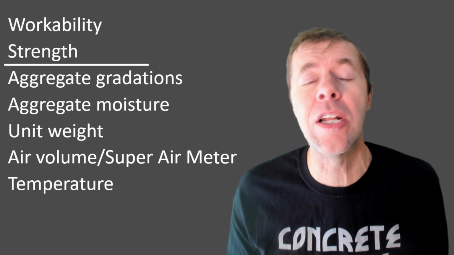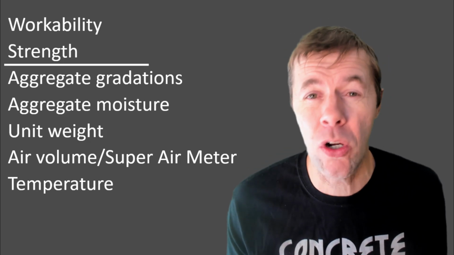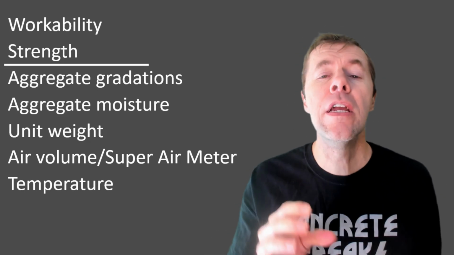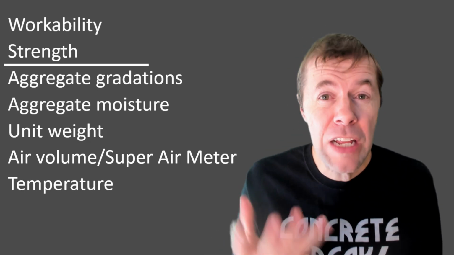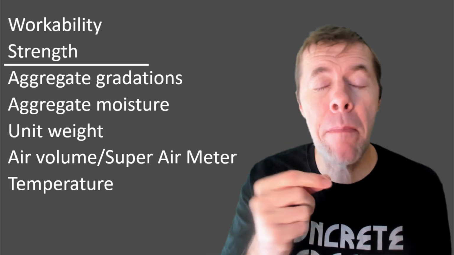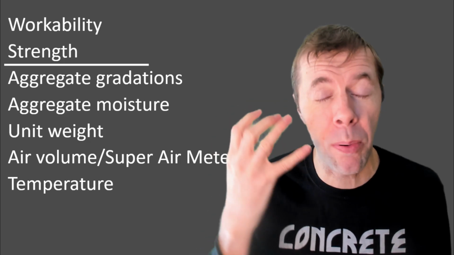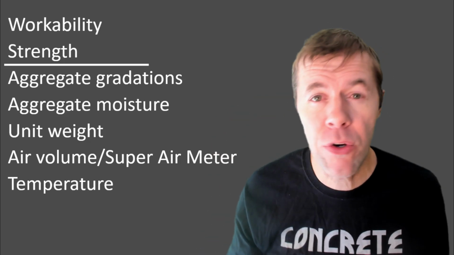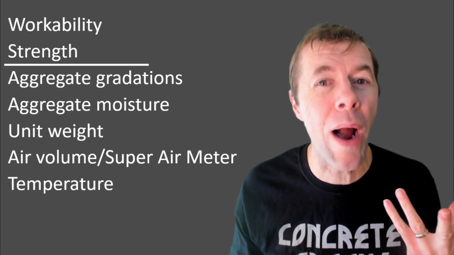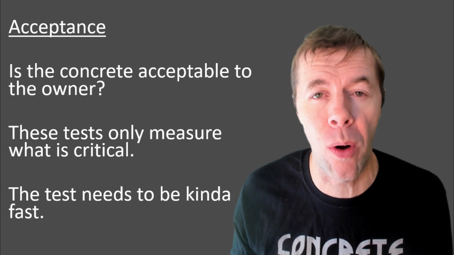Air volume is a good thing to look at, or maybe super air meter number, or the temperature of the concrete. Now, you don't have to measure all these. You need to measure what's important. And if you're an owner, you may be willing to pay for them to measure some of these things if you think you're going to get a more reproducible product. So you should think about that if you're an owner out there, but don't necessarily require them. Have a conversation to figure out what it is that will help them in their process.